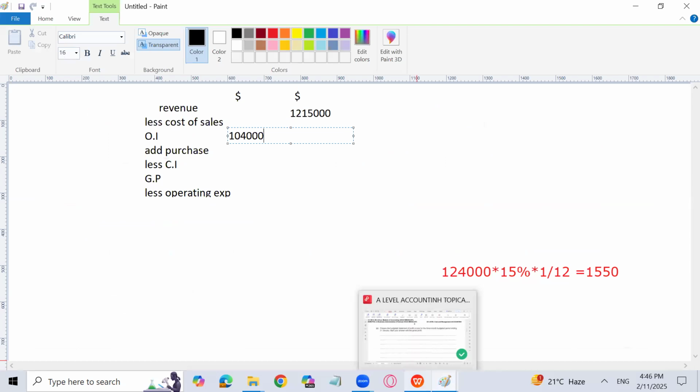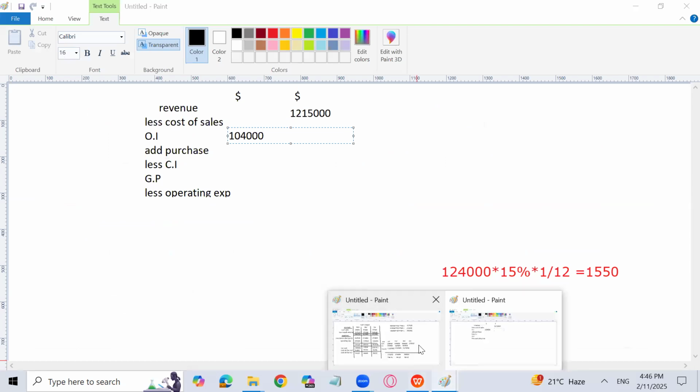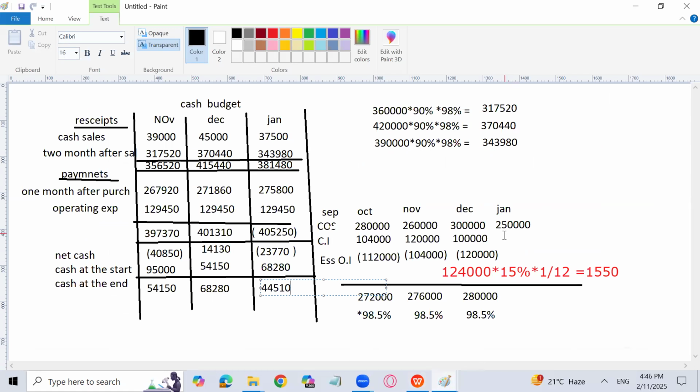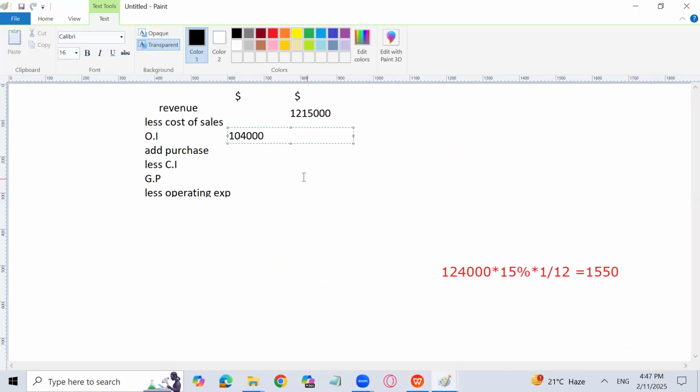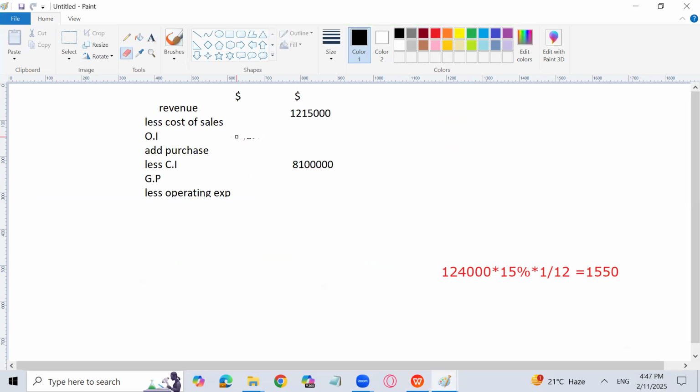and January. And for January, you have to find the cost of sales. You have already calculated, which is 250,000. So add it up: 260,000 plus 3 lakh plus 250,000. 810,000. So I will write here 810,000. No inventory is required because we can't find the closing inventory.